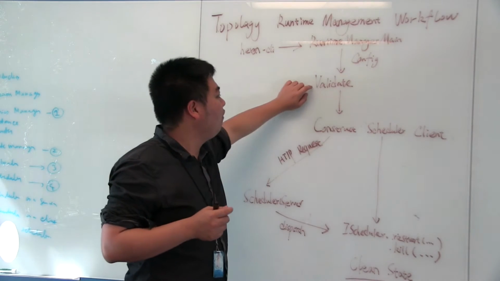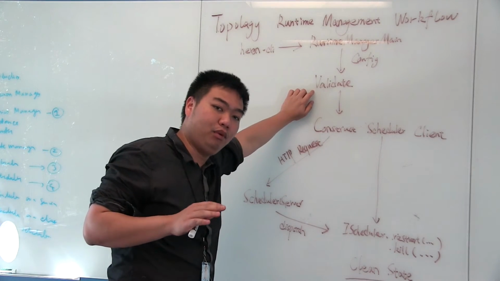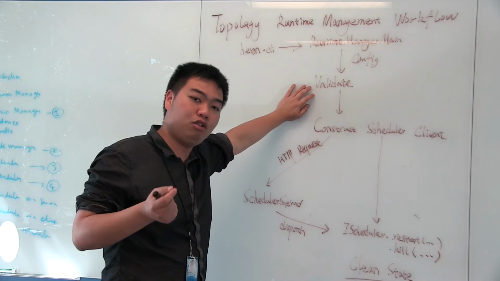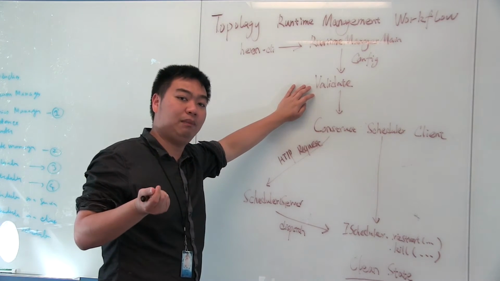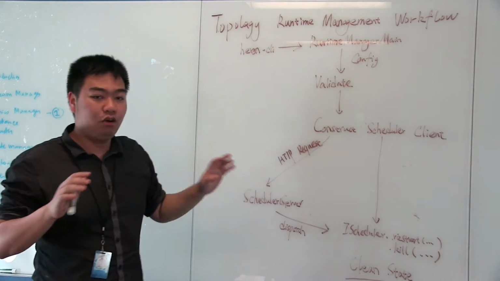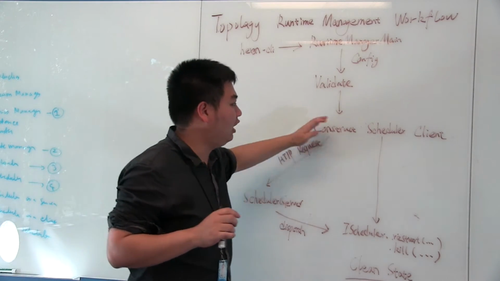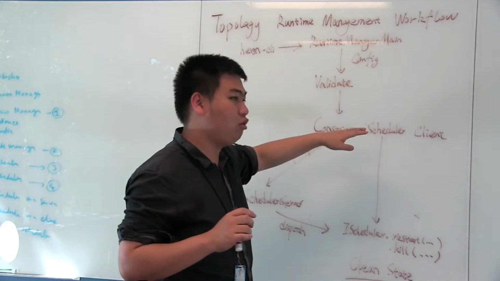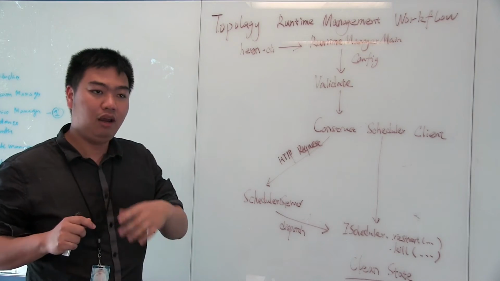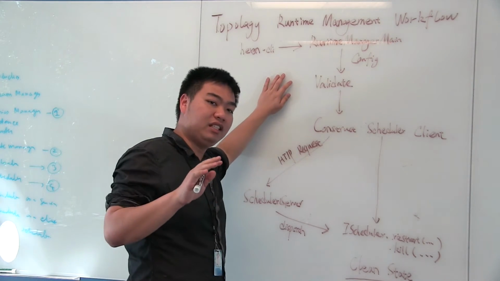First step, it will validate whether the input is okay or not. Mainly it's trying to check whether this topology exists or not, whether you have the permission to do the runtime management. Then, if everything is okay, we'll try to construct a scheduler client, which is responsible to talk to the scheduler, because we may have different scheduler types.